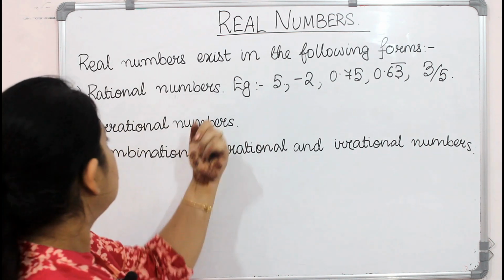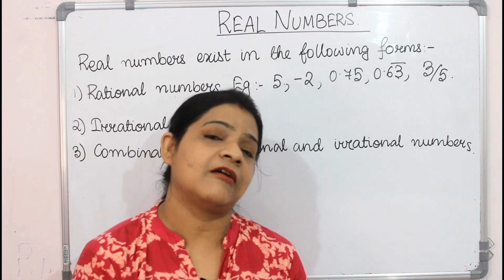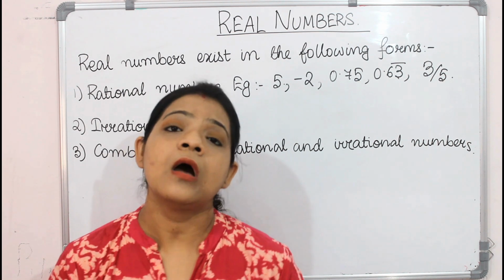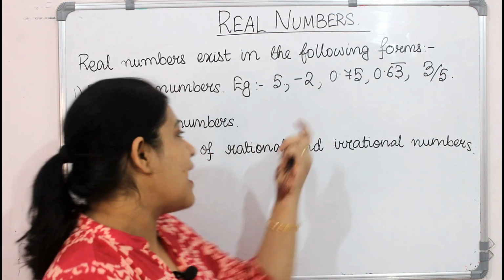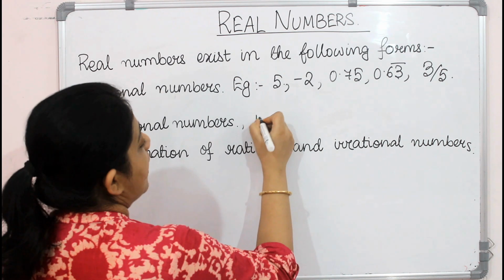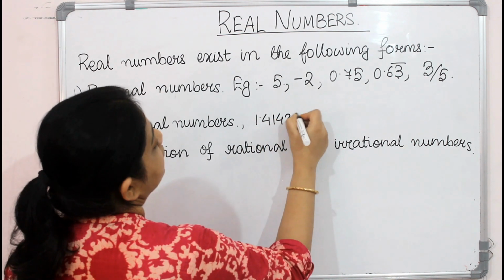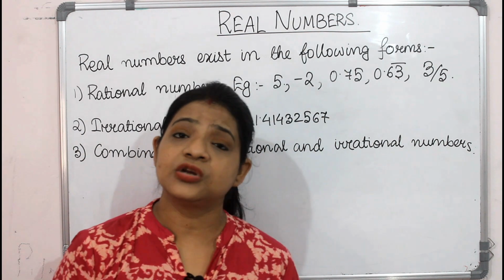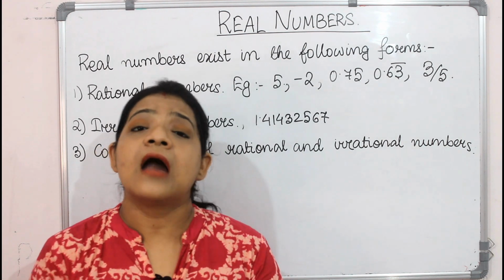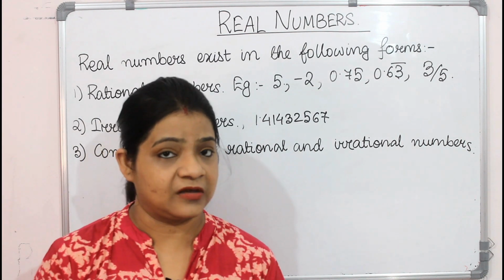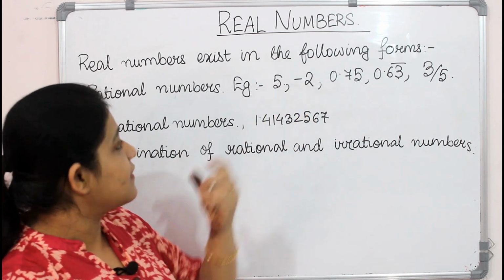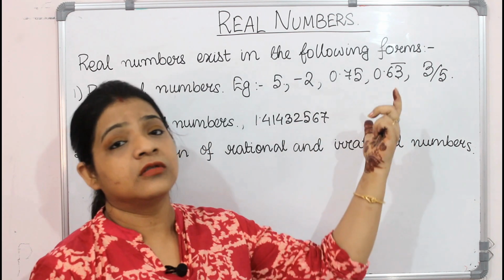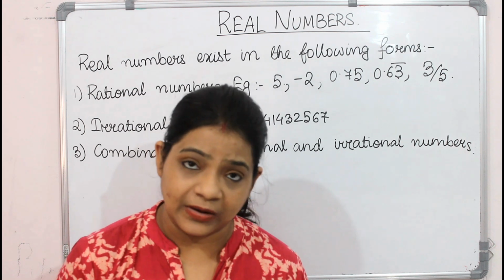Okay, next come irrational numbers. By definition, any number that cannot be expressed in the form of p by q is called an irrational number. An example I can give you is 1.41432567. This is an example of an irrational number where you have a non-terminating and non-repeating decimal expansion. This particular example is an irrational number, and it also belongs to the real number family.